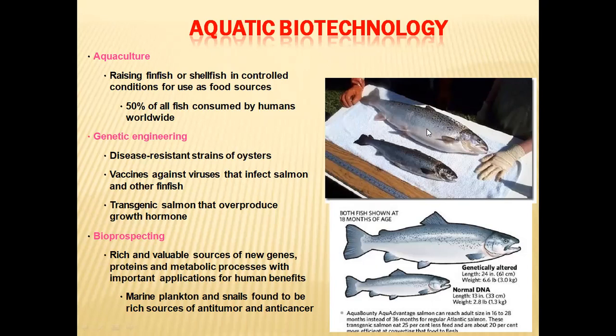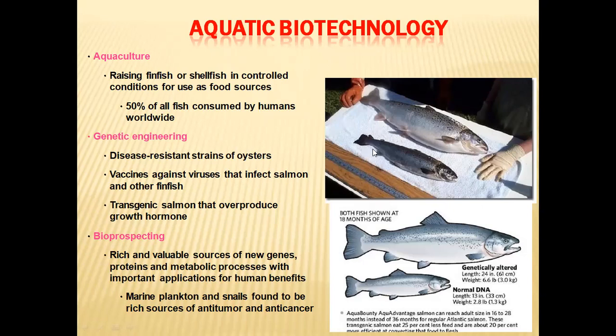By using this biotechnology in these aquatic animals, we can increase the production, so that the increased quantity of these animals meets our food demands. And 50% of all fish consumed by humans worldwide. In these fishes, human growth hormones were incorporated, and by doing that, these genetically modified salmon were produced. In genetic engineering, disease resistant strains of oysters are being produced, and vaccines against viruses that infect salmon and other finfish. And transgenic salmon that overproduce the growth hormone, this we have already discussed. We use biotechnology in aquaculture not only for increasing production, but also because these animals are prone to a lot of diseases.